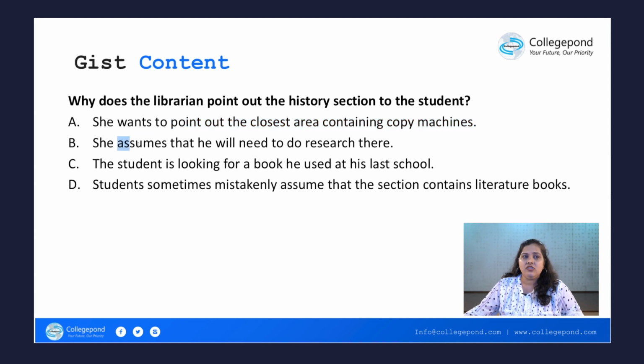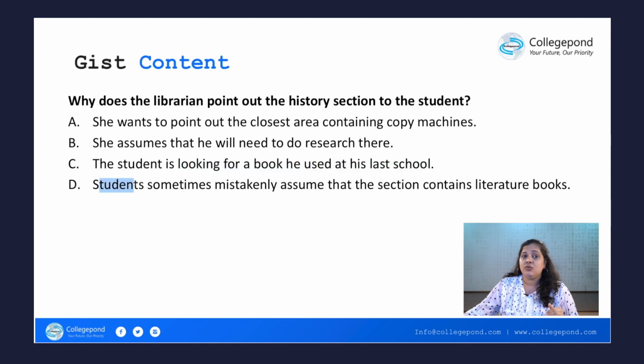Did she assume that he will need to do research there? They did talk about the history section and research. So when they were talking about the history section, she did mention research there. So we'll keep that option. The student is looking for a book he used at his last school. Was that why she asked him to go to the history section? No. He was talking about interlibrary loans, and that's where he talked about how it was at his last school, right? So that's not related to the history section really.